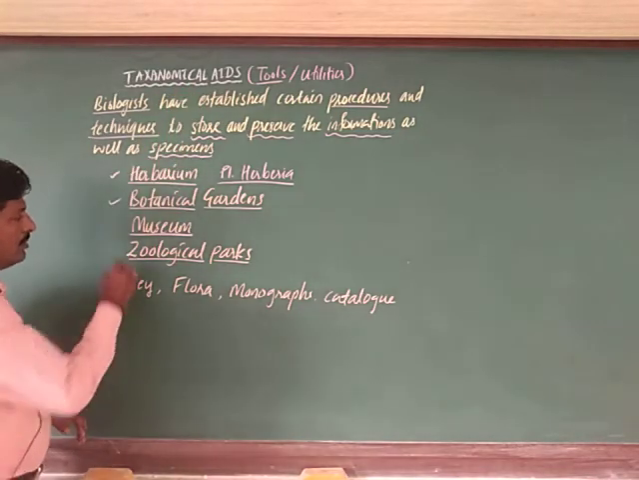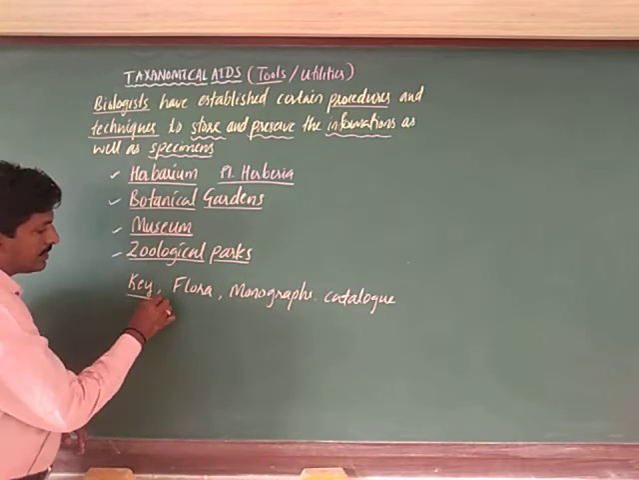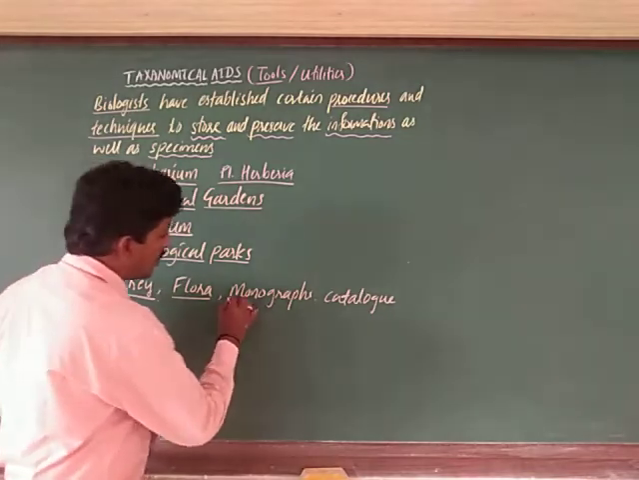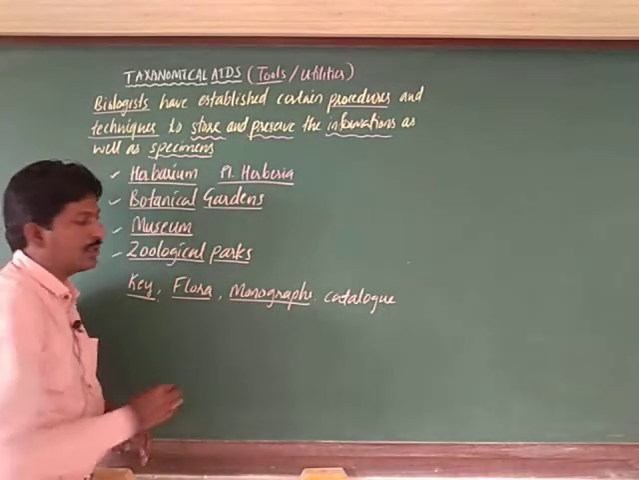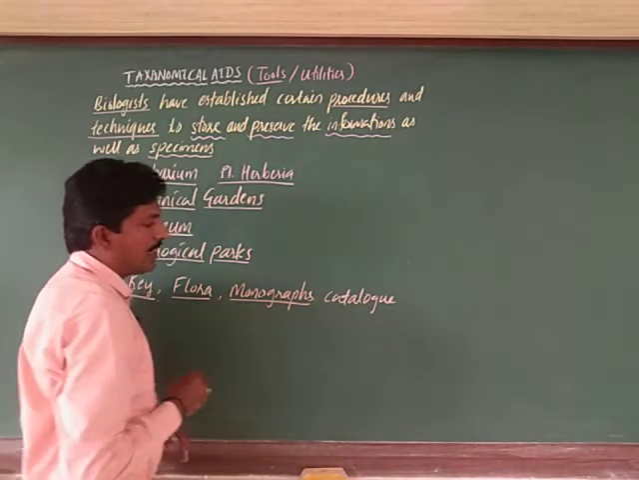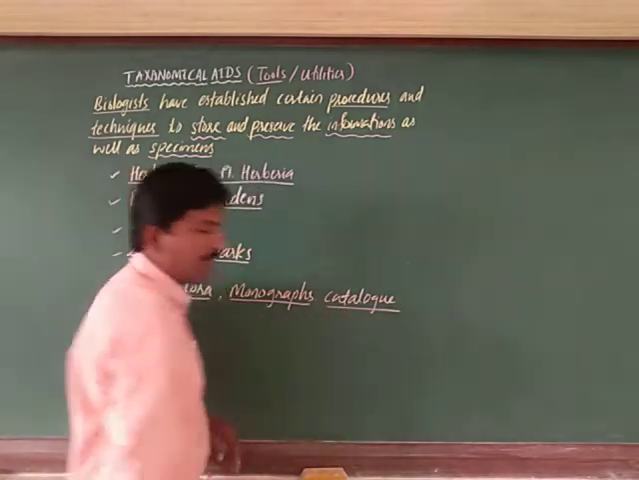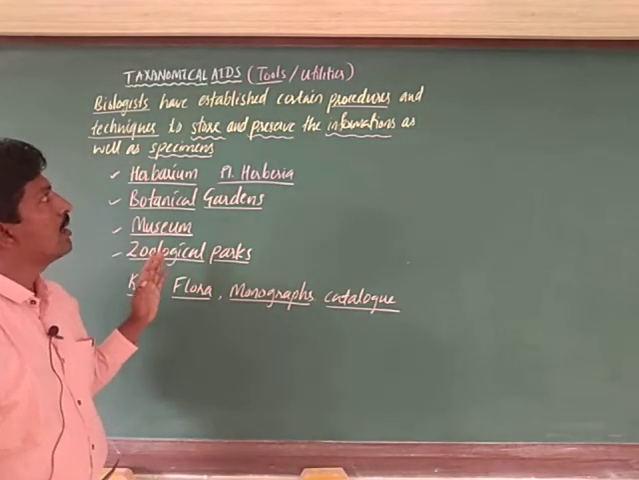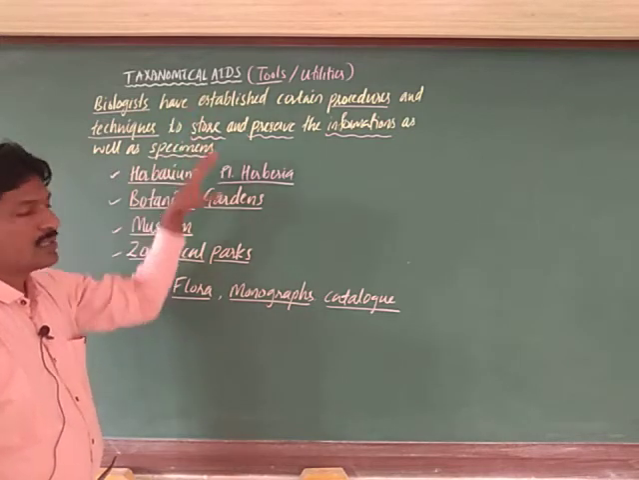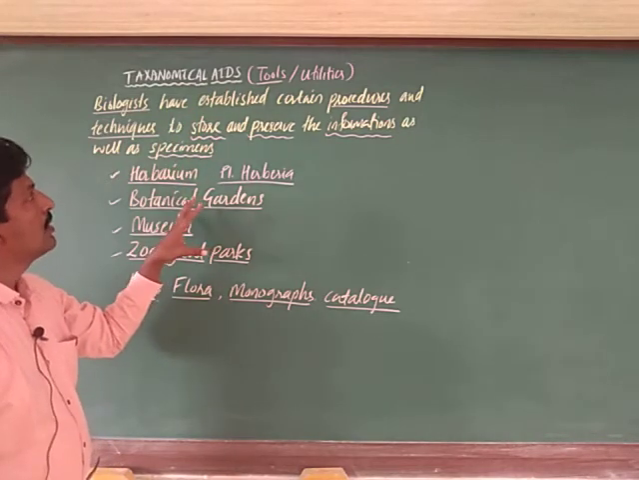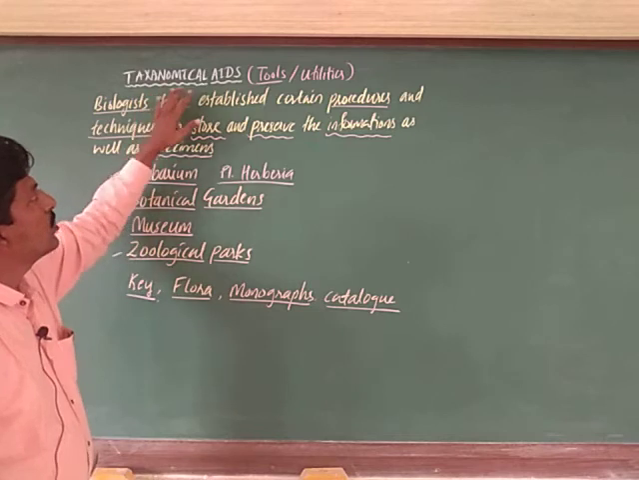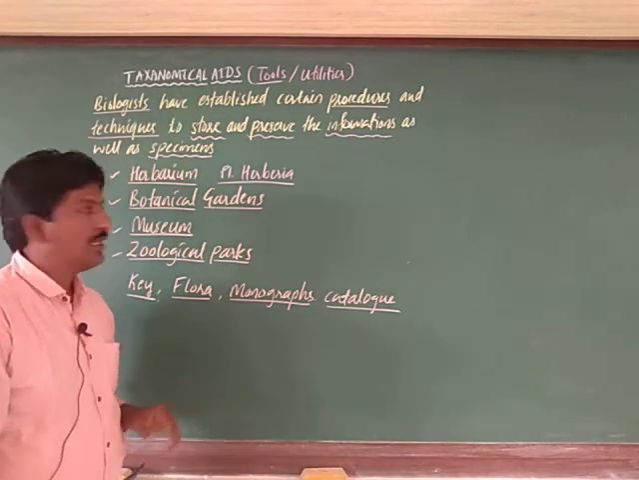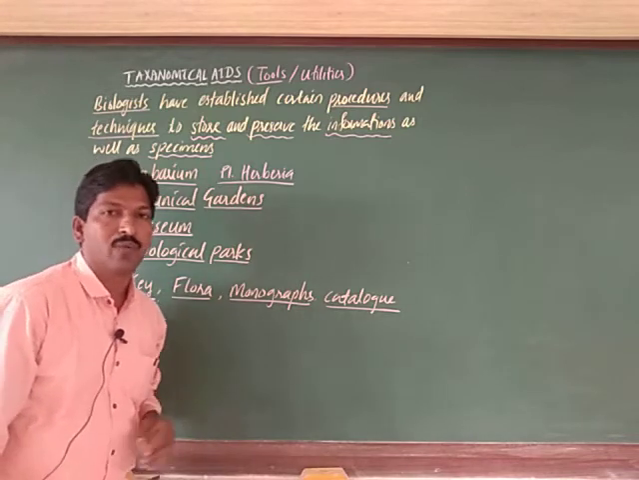Next is flora, monographs, and catalog. In this way, there are different tools, different techniques and different methods. These are called taxonomical aids. Let us see them one by one.